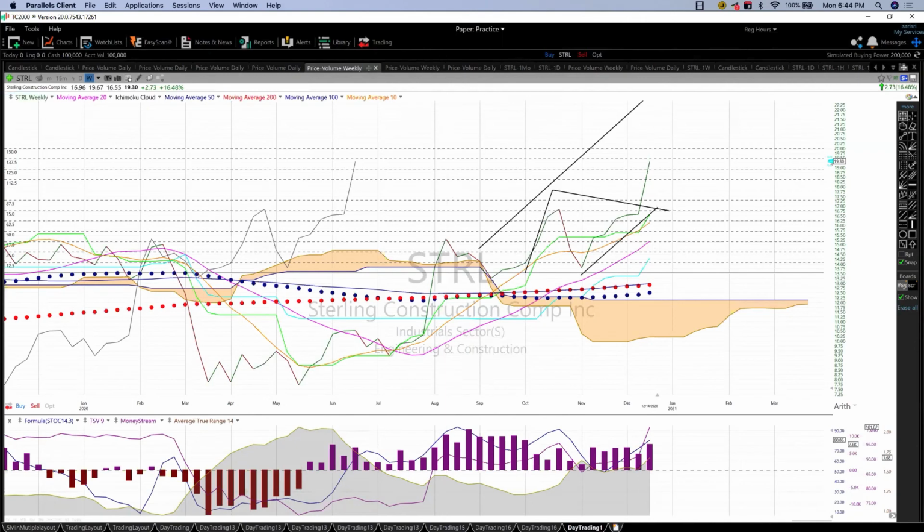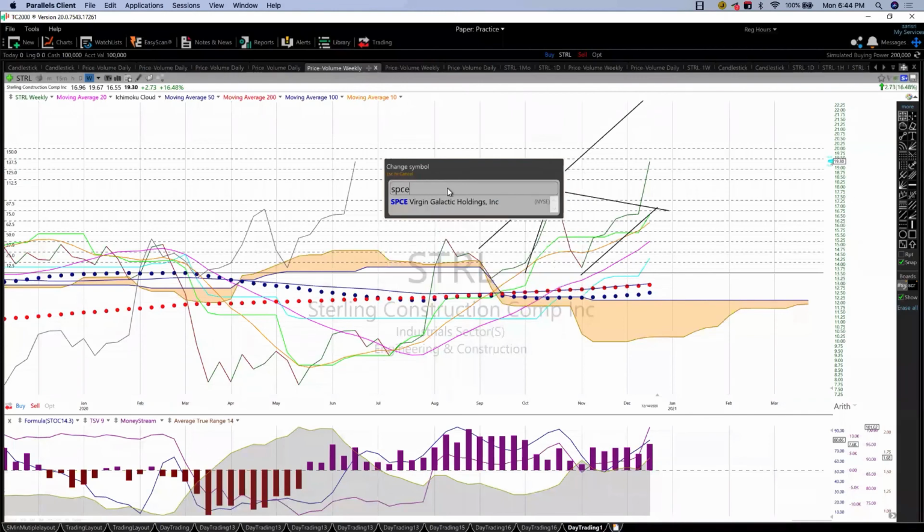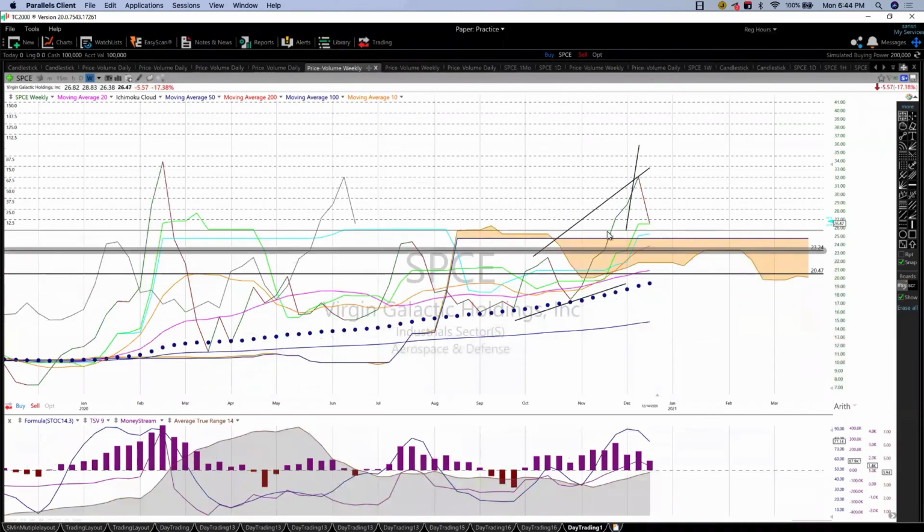For example, I'll tell you, people who have played Spice, if you see here, folks, the best entry point is somewhere when it broke over the moving average 10 here.